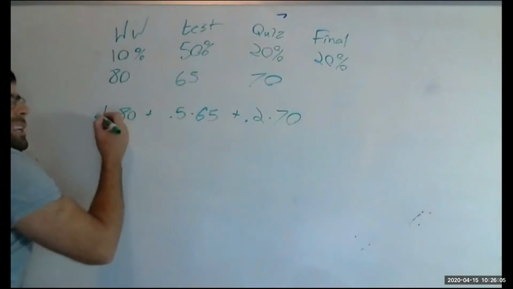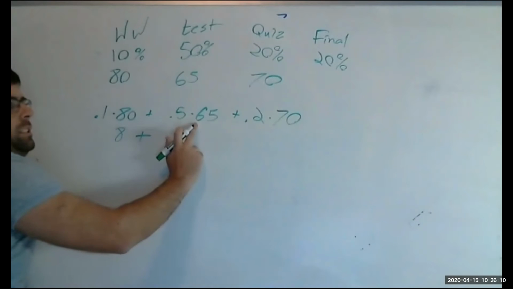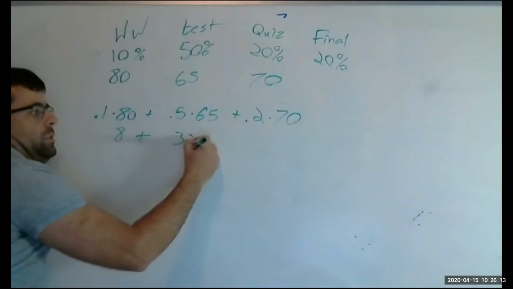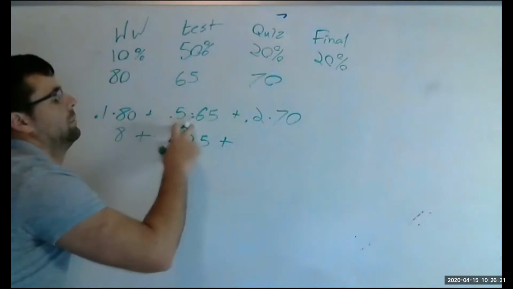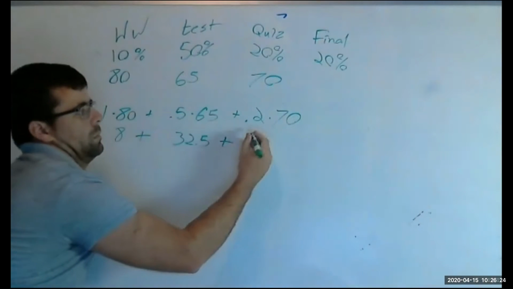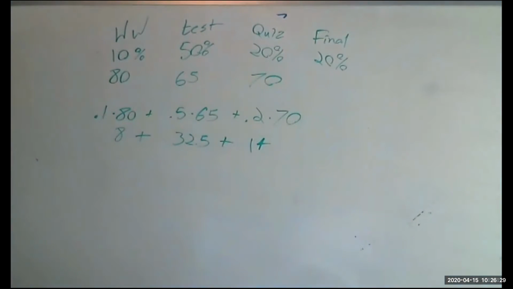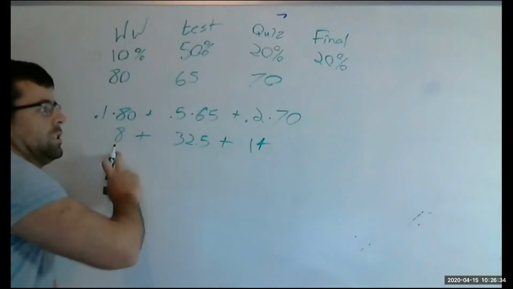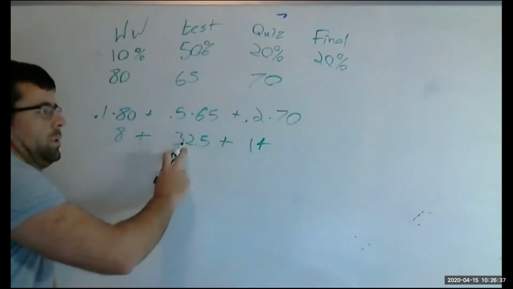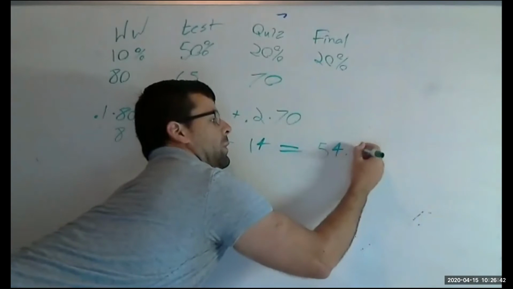So here you should get 8 plus 32.5 plus, 0.2 times 70 is 14. So add those together: 8 plus 14 is 22, plus 32.5 is 54.5.